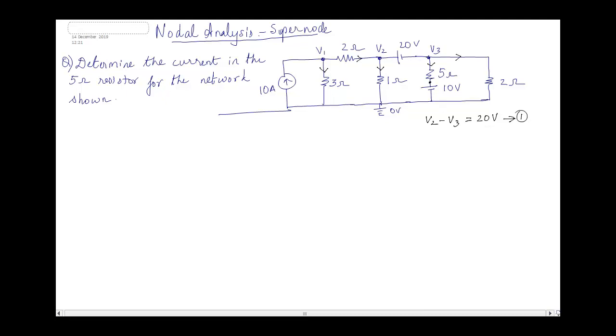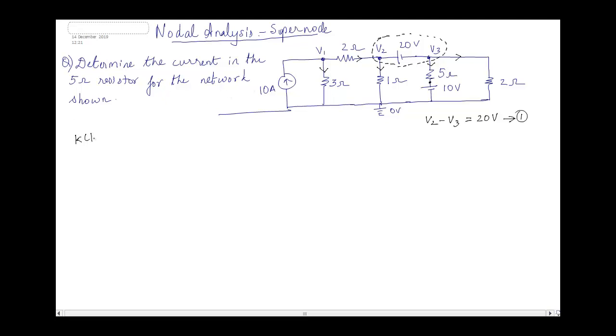This node in between which we are having a voltage source, that node together we will call as a super node. And that super node we will mark by encircling the whole thing inside a dotted circle. So this big circle that we see here is the super node. And first we will write the equation for that super node.